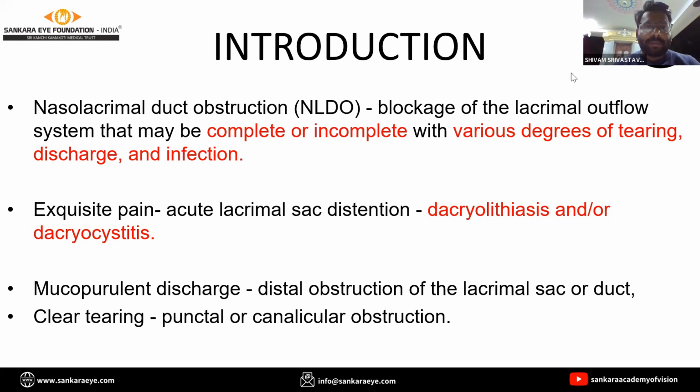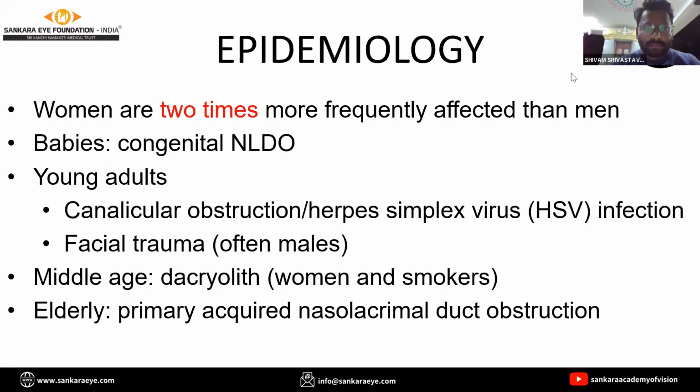There can be exquisite pain, which can be because of acute lacrimal sac distension, which is because of the dacryolithiasis or the cystitis. There can be associated mucopurulent discharge when the obstruction is distal to the lacrimal sac or at the duct. There can be clear tearing when there is punctal or canalicular obstruction.